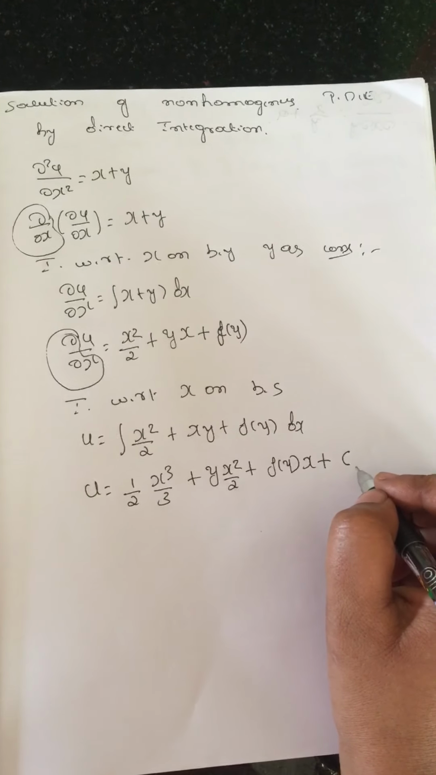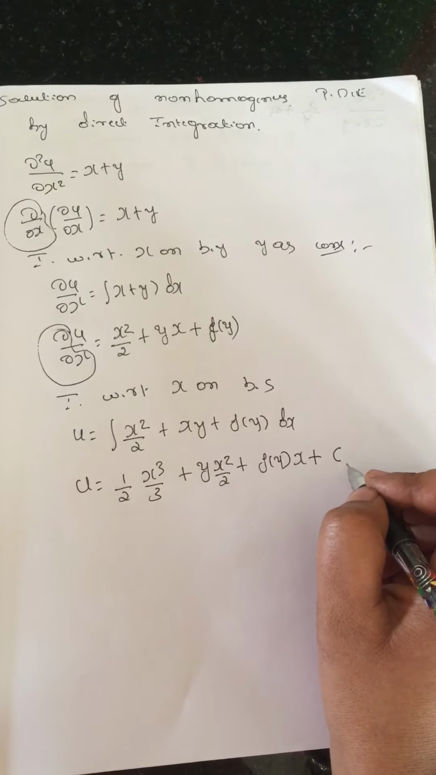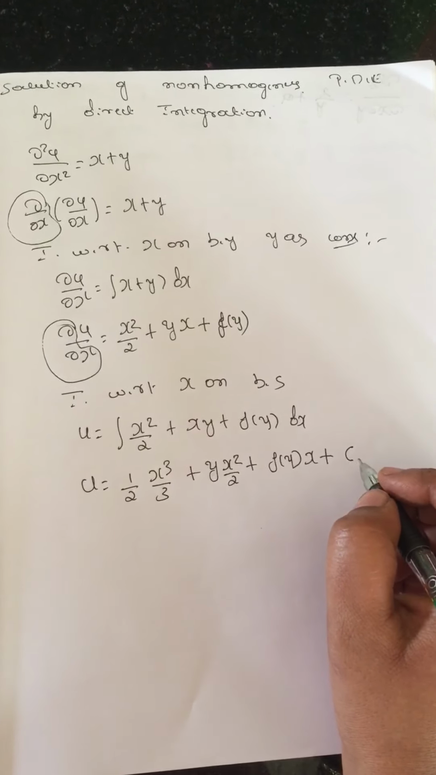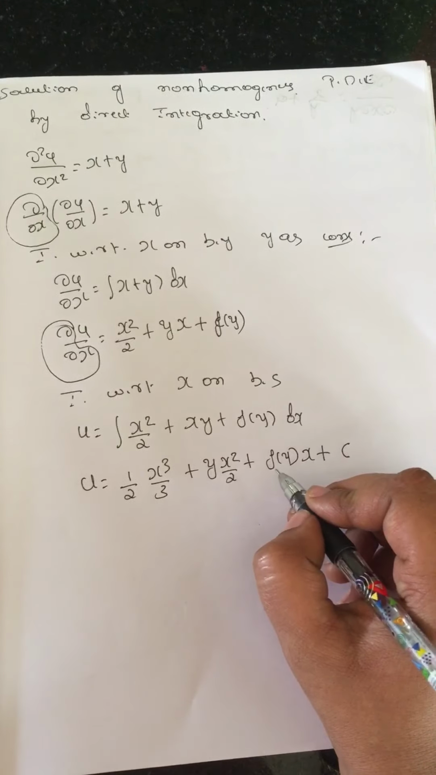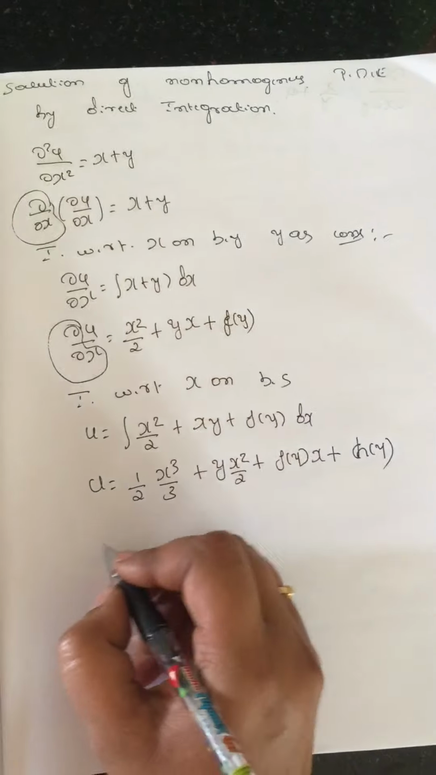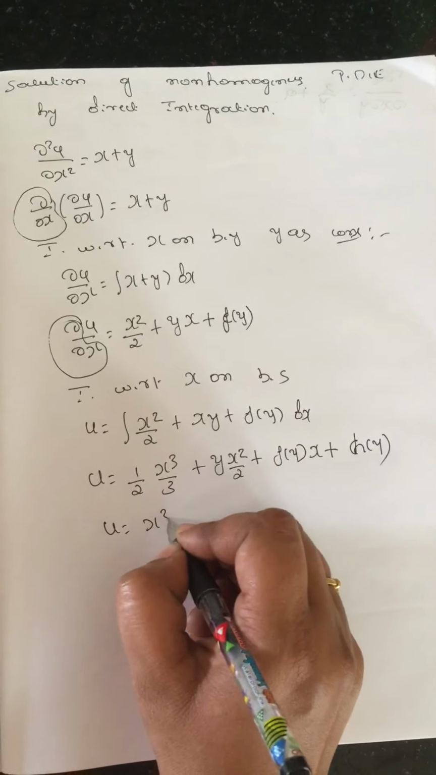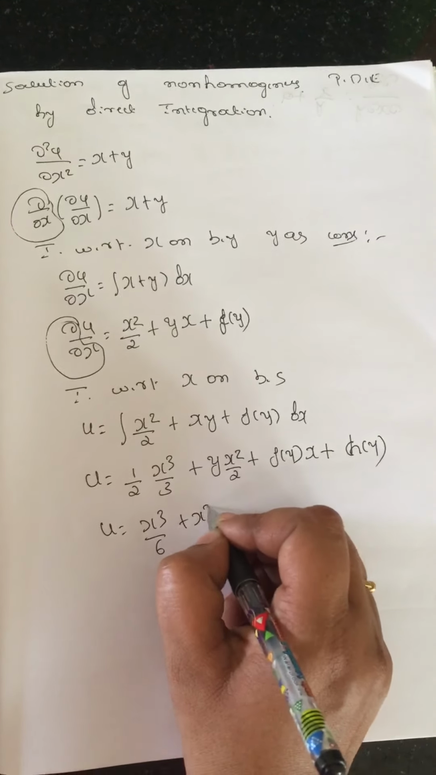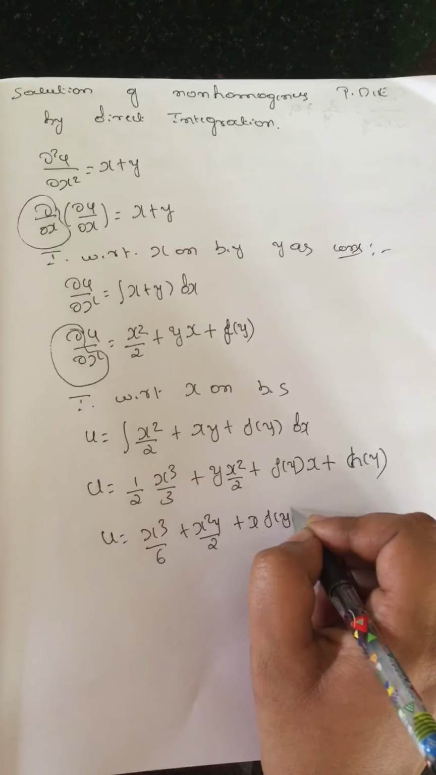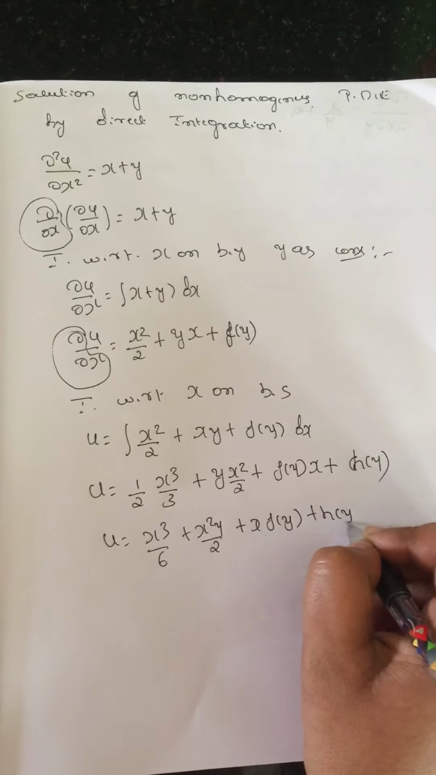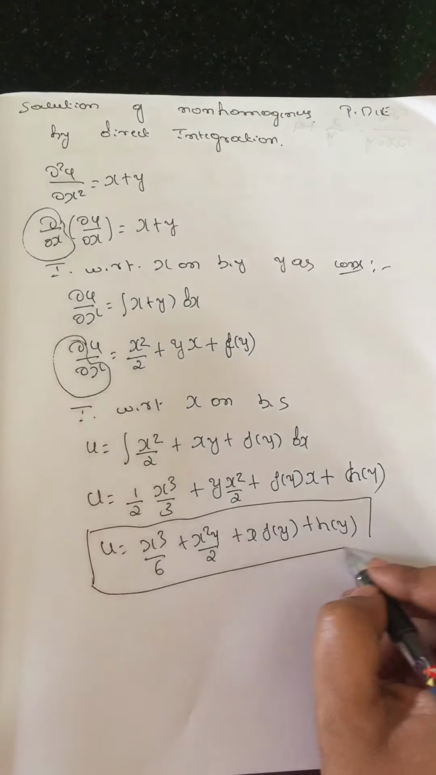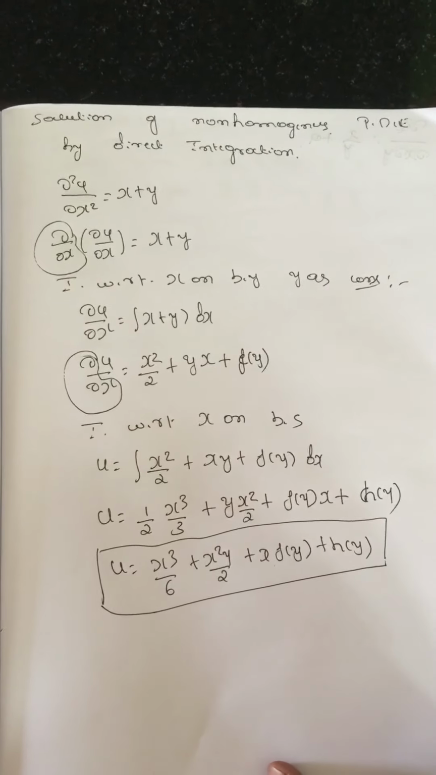Again here, instead of an arbitrary constant we use an arbitrary function with respect to y, because we treat y as a constant now. Since we already used the function f, we use another function, that is h of y. Therefore u is equal to x cube by 6 plus x square y divided by 2 plus x into f of y plus h of y is the given function. Like that we have to solve the given partial differential equation.